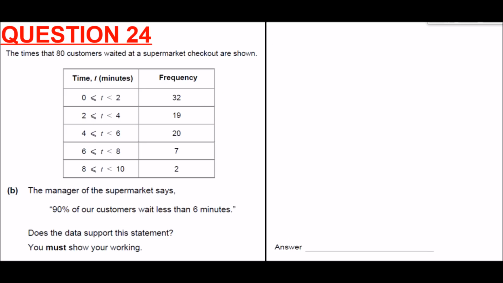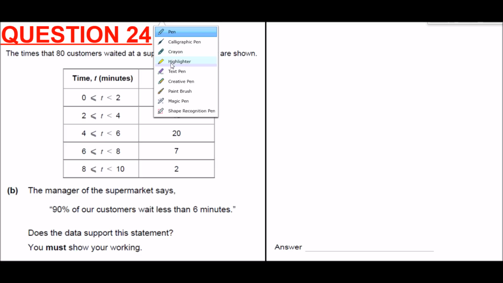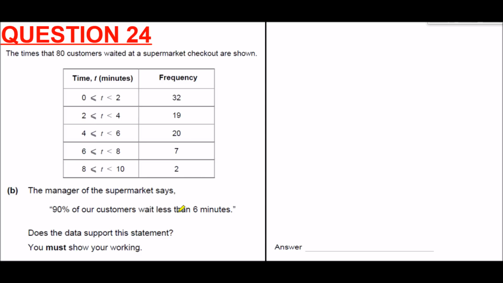Part B. The manager of a supermarket says that 90% of our customers wait less than 6 minutes. Less than 6 minutes we can highlight actually on here. It means all of these people here, because this is 6 minutes or less. The last two rows are 6 minutes or more.